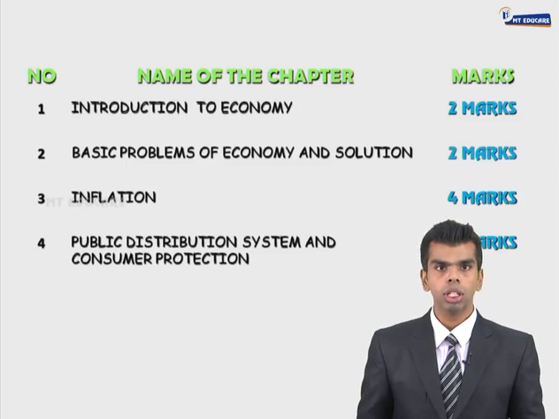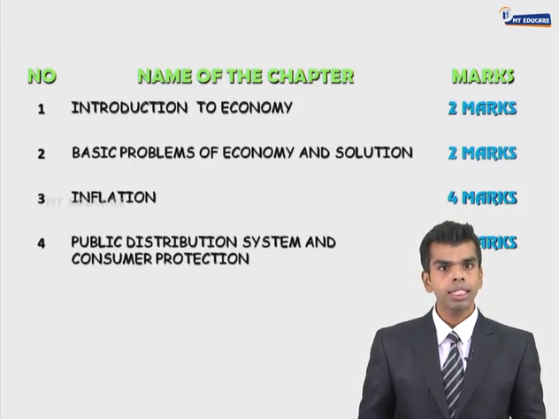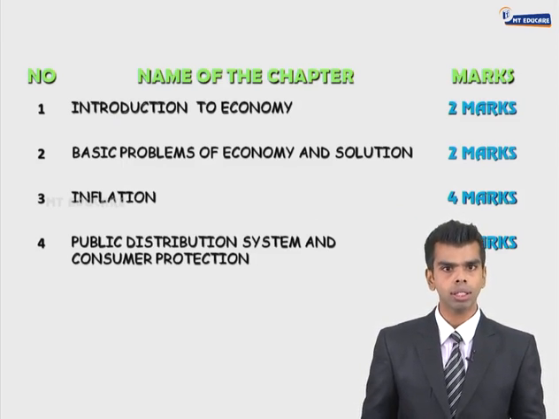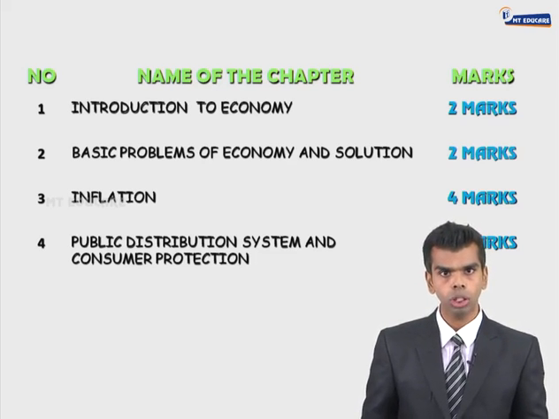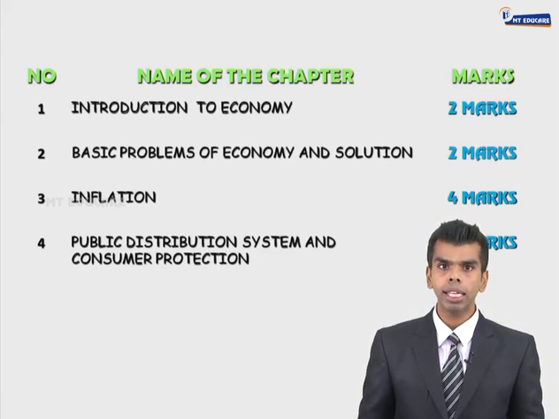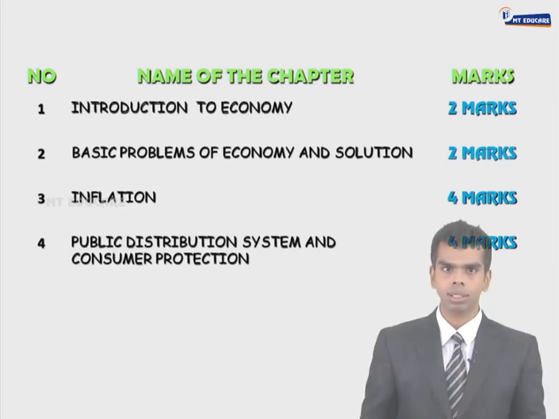For example, on the screen you can see the very first chapter, that is Introduction of an Economy, the weightage is 2 marks. Second chapter, Basic Problems of an Economy and its Solution, 2 marks. The third chapter, Inflation, 4 marks without option, and 8 marks with option. The last chapter, PDS, that is Public Distribution System and Consumer Protection, without option 4 marks, and with option again 8 marks. So this is the weightage of economics.